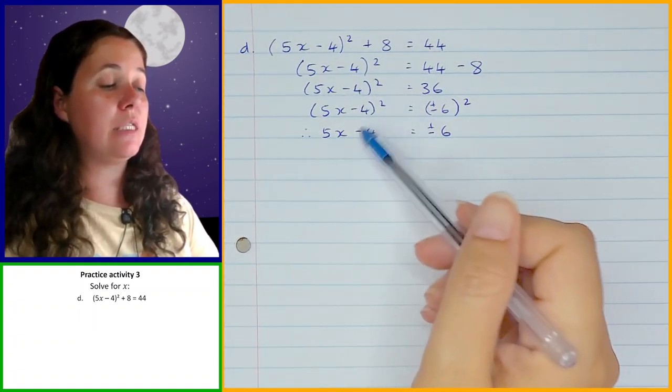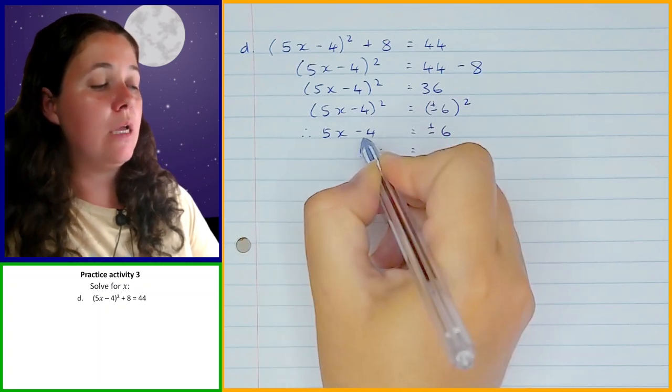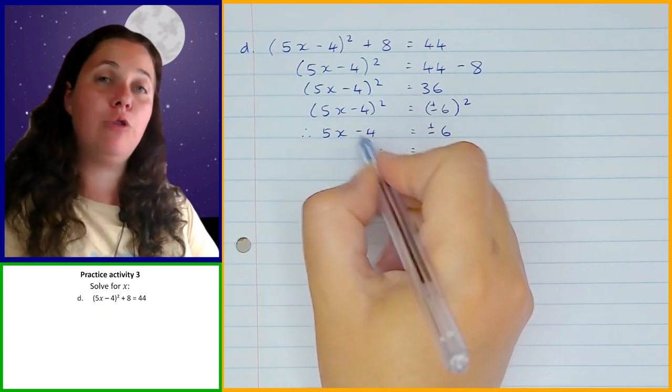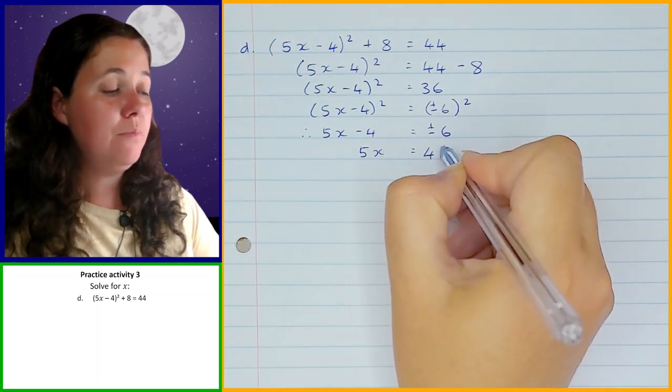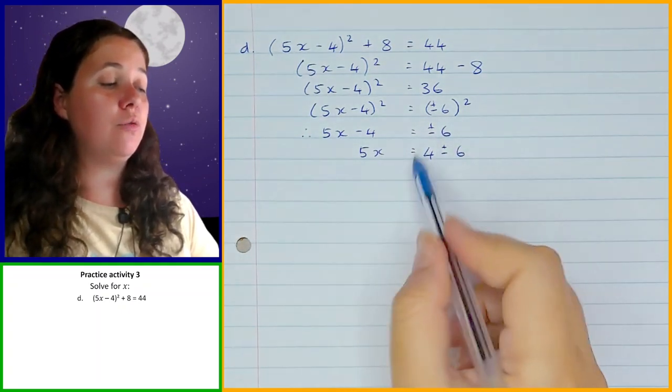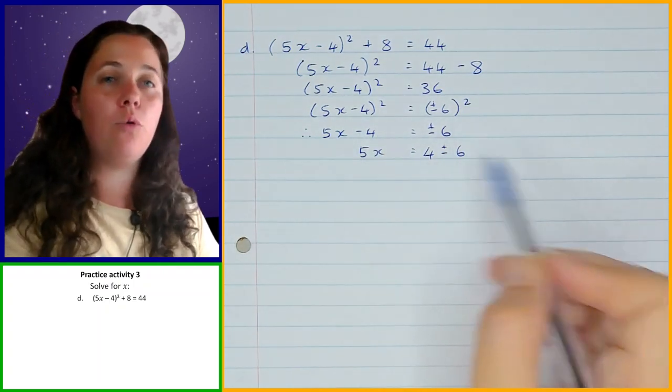But first, I can take this across. So that's going to give me 5x equals negative 4. When I get rid of it, I'm going to plus 4 on both sides. And I'm going to write the 4 in front here so that it's easier to look at and work with. But if I wrote plus minus 6 plus 4, it would still work.